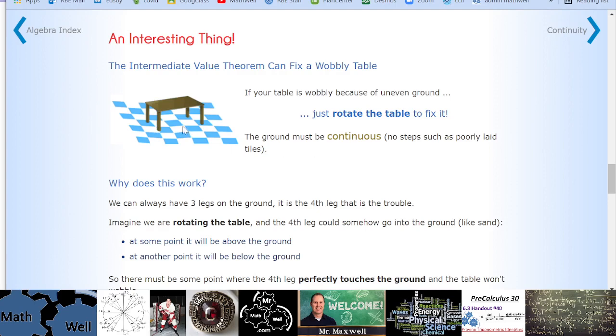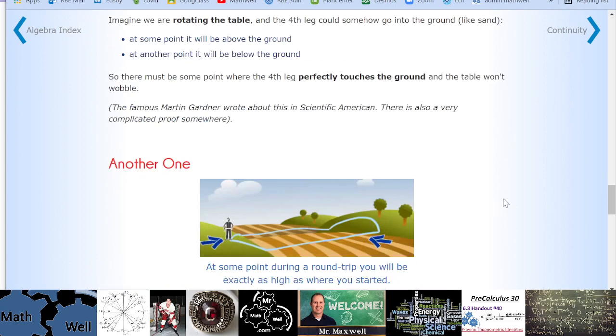So again, there's always a point, because the floor would be continuous. An uneven floor even would be continuous. Yeah, that's kind of cool.